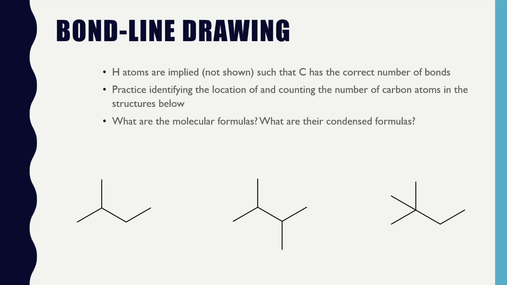All right, so I want you guys to help me here. In the leftmost compound, how many carbon atoms are there? 4. There are 5.